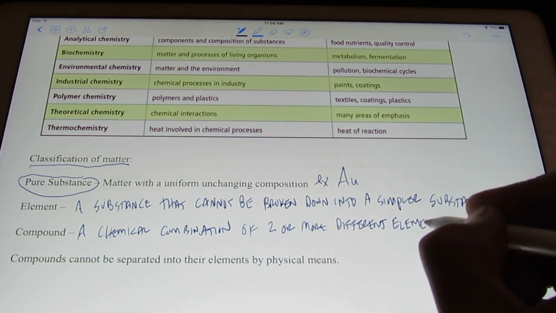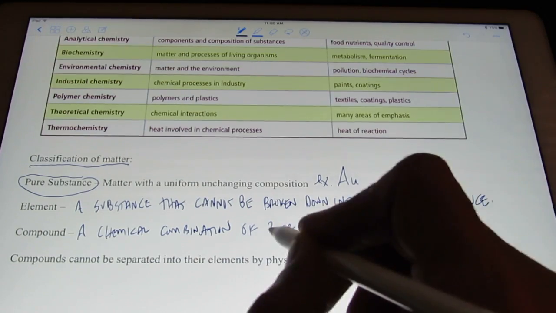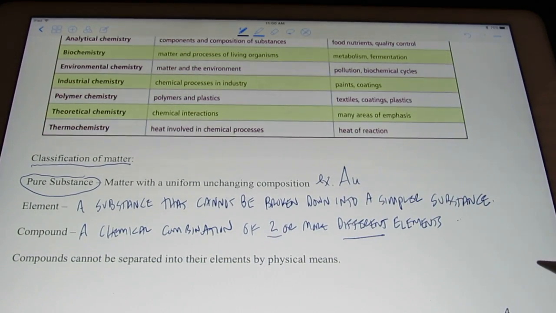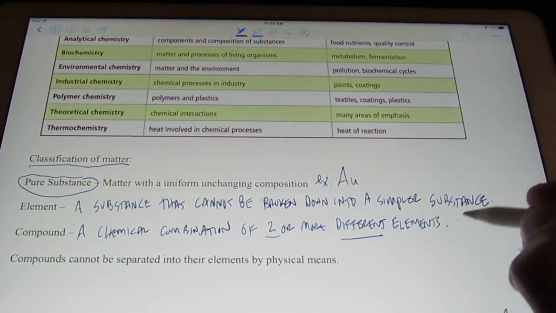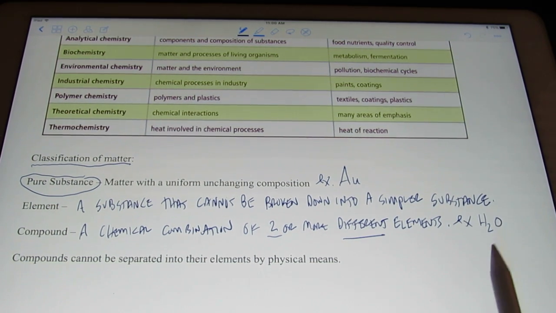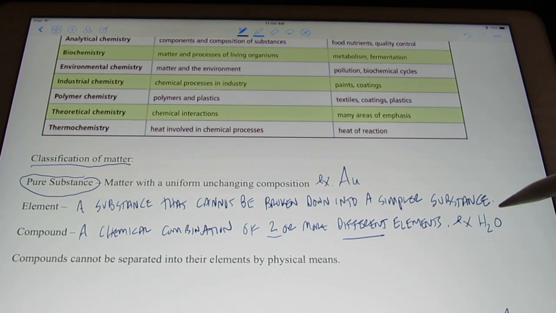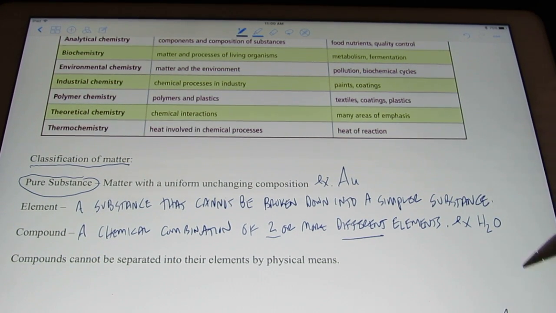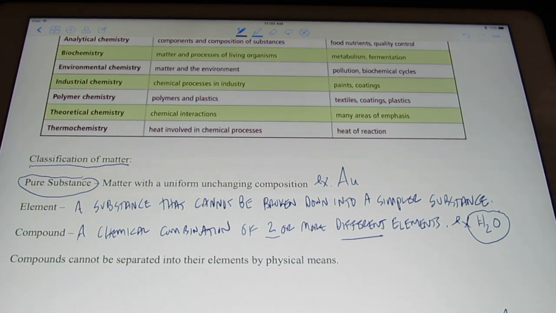A chemical combination of two or more different elements. Now, the most common example would be water. As you can see, we have a chemical combination of both hydrogen and oxygen atoms. Two different elements chemically combined together to form a chemical compound, water.